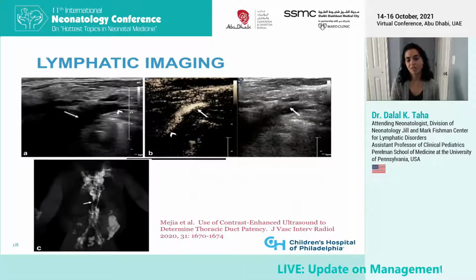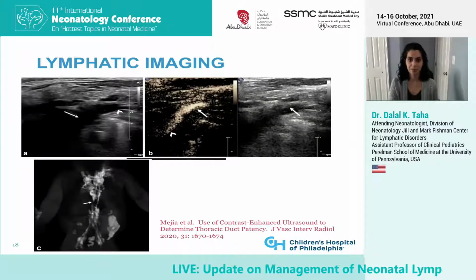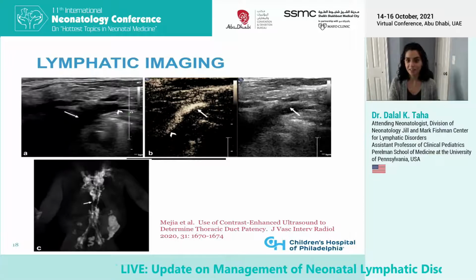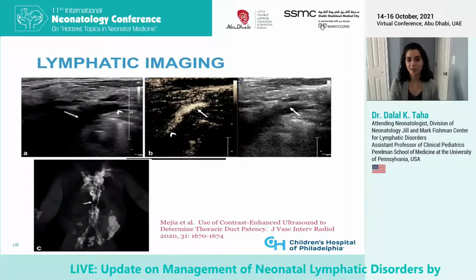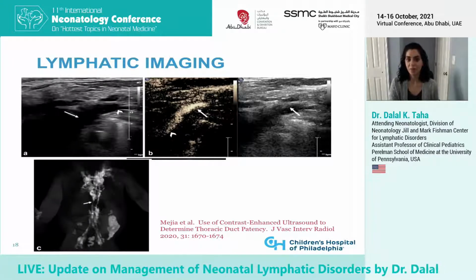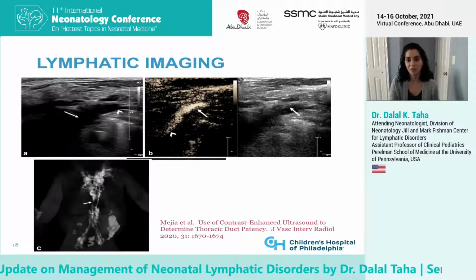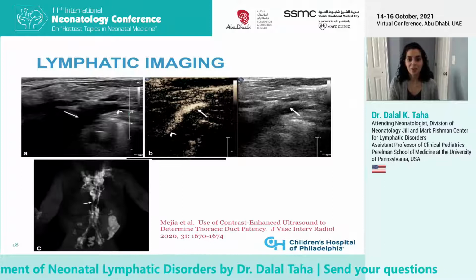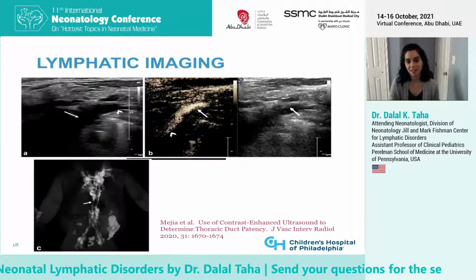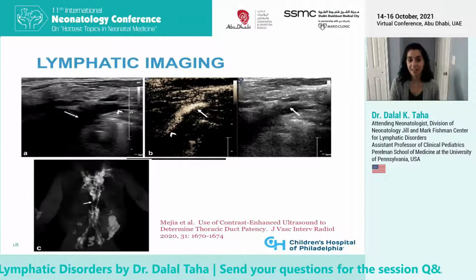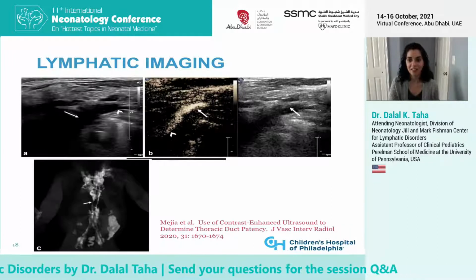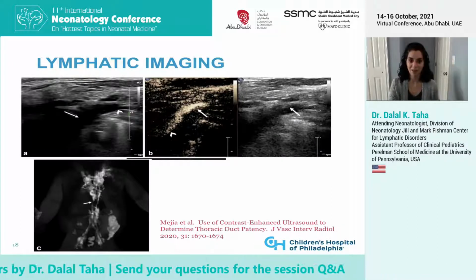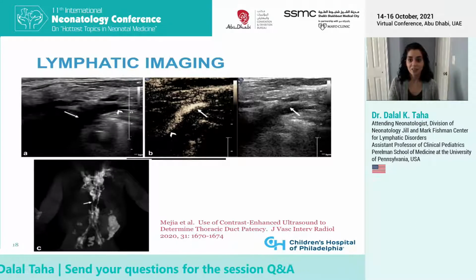These images were taken from a 2020 study describing contrast-enhanced ultrasound. Image A on the top of the slide is the ultrasound view of the left internal jugular vein and proximal innominate vein before contrast injection. In image B, the arrows are pointing to the passage of contrast into the left internal jugular vein, and the arrowhead is showing the contrast then extending into the innominate vein. These findings confirm the patency of the thoracic duct outlet.